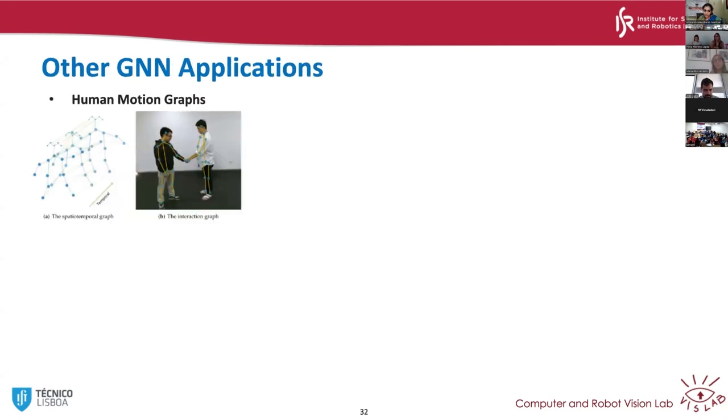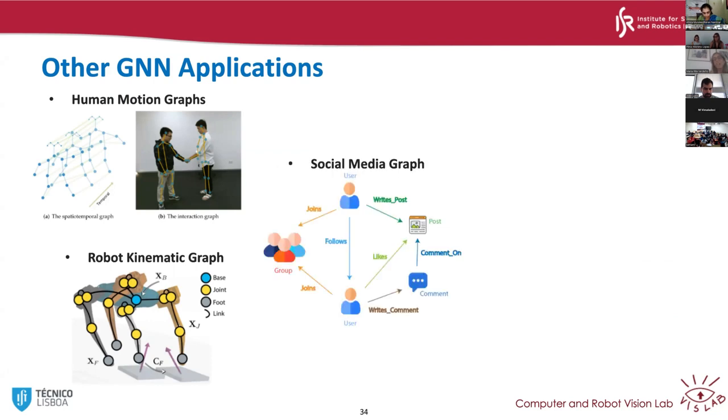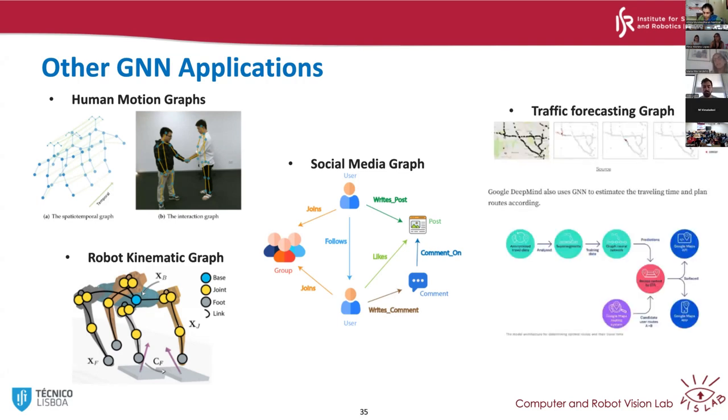And we can combine graph neural networks with other types of models, such as gated recurrent units. Here I tried to amplify the applications of graph neural networks. So we can use them with human motion graphs, as well as robot kinematic graphs, and social media, where each user is a node and the edges are the likes they have in common.